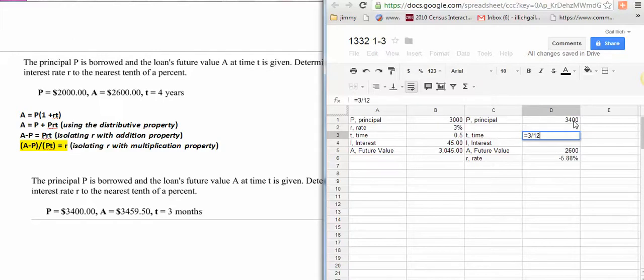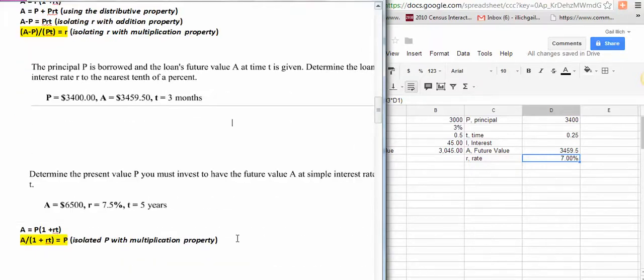And hit enter. The future value they give us is $3,459.50. And then you hit enter, and look at that. It calculates the interest rate for you at 7%. So that's really just cool. Okay, it's fun to make these little programs. Well, here's a chance to make another program.